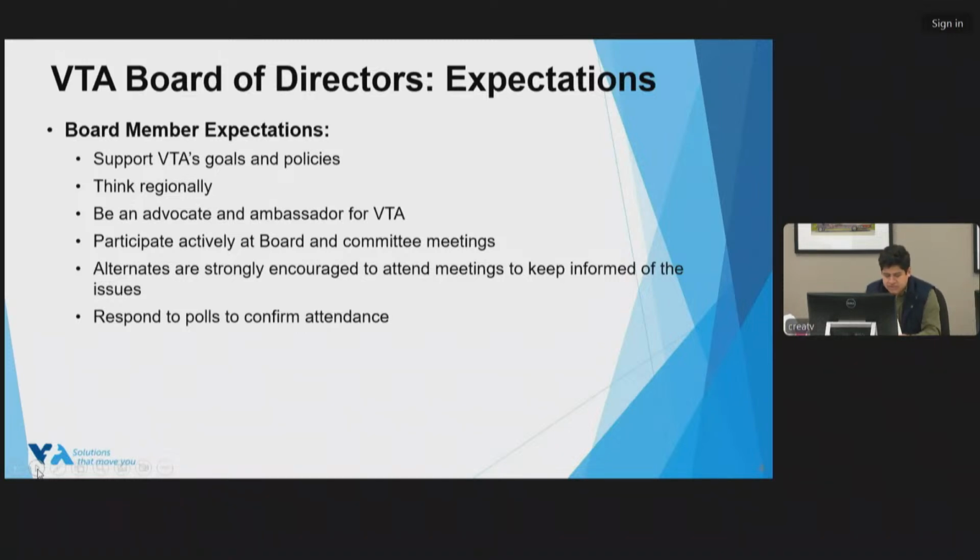So this goes into the expectations for board members and alternates. Since our primary role is to ensure that VTA fulfills its mission, we must actively support VTA's goals and policies. We need to have a thorough understanding and make decisions that are aligned and consistent. And in these roles, we think regionally because our decisions have an impact on the entire county, Santa Clara County, and also beyond throughout the greater region with our regional partnerships.